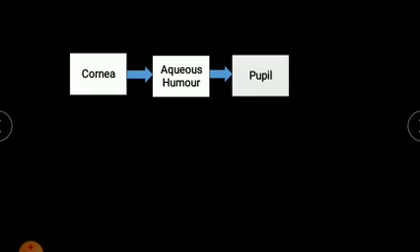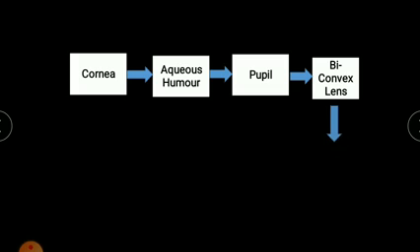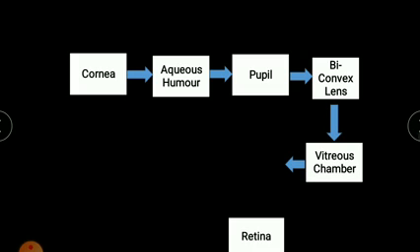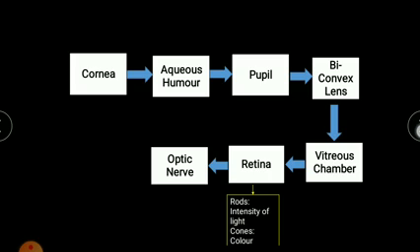Now we will see how the human eye works. First, light goes through the cornea. Second is the aqueous humor, then the pupil, biconvex lens, vitreous chamber, and retina. The retina consists of light sensitive cells, rods and cones. Rods respond to intensity, and cones are mainly responsible for color. From the retina, it travels through the optic nerve, and from the optic nerve it goes to the brain.